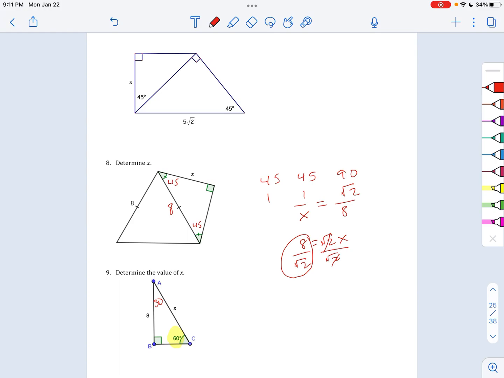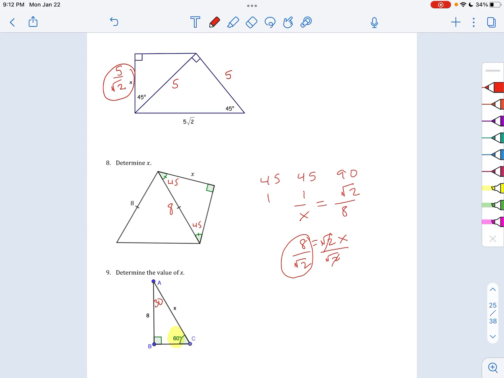All right, so very quickly, I'm going to go ahead and show you what this would look like. Here we have 5 root 2, which means this is 5, and this is 5. And if I were to then set up my ratios, I would ultimately get 5 over root 2 here.